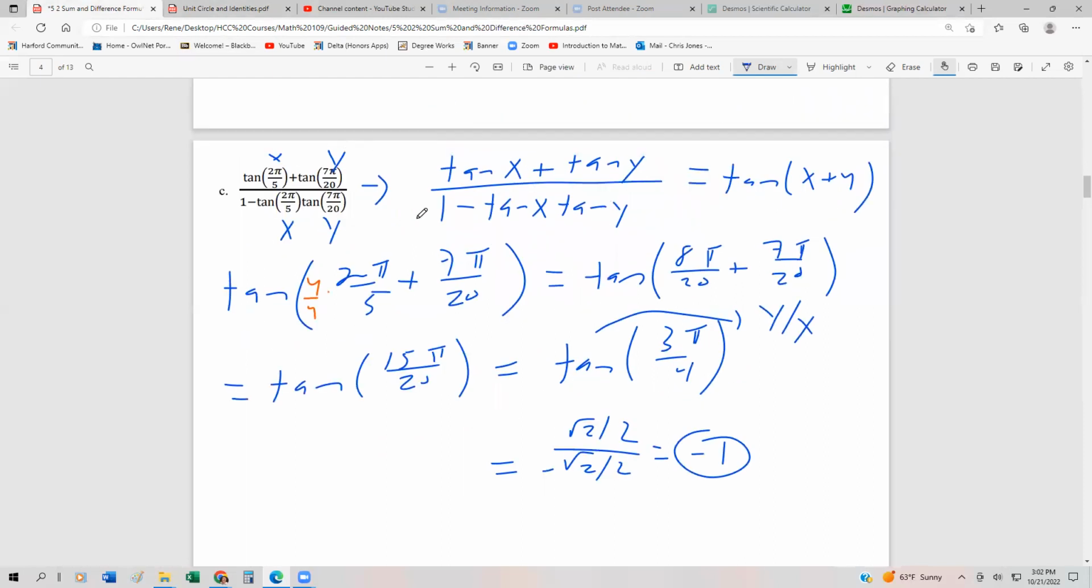So that's how we can go through and evaluate some of these really fundamental sorts of ideas by using our sum and difference formulas. In our next video, we're going to prove a few basic identities, and then we're going to move on to some more difficult types of problems with sum and difference.